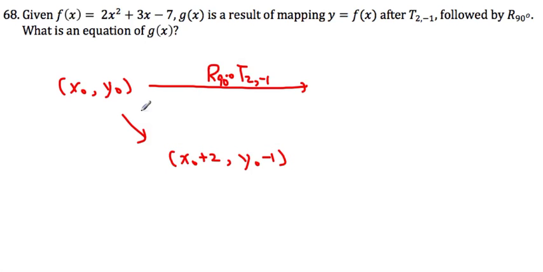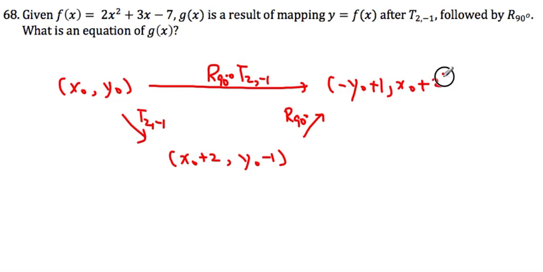The same thing is first doing the translation (2, negative 1), and then we'll try to do the rotation by 90 degrees. Whenever we want to do rotation by 90 degrees, we just have to move the y values to the front and then negate it. So what we end up getting is negative y naught plus 1 comma x naught plus 2. Now, this is our mapping, whether we go one at a time or both at the same time.